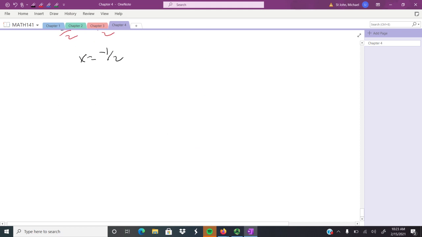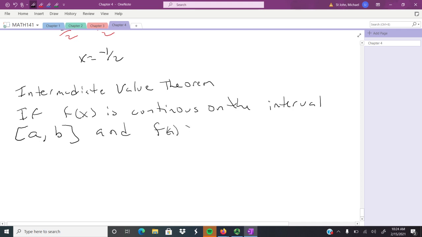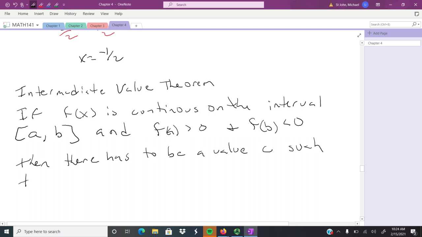And then the last thing this chapter finishes off with is a thing called the intermediate value theorem, which says if f of x is continuous on the interval a to b, and f of a is greater than 0, and f of b is less than 0, then there has to be a value c such that f of c equals 0.